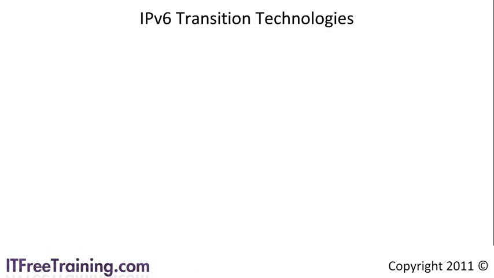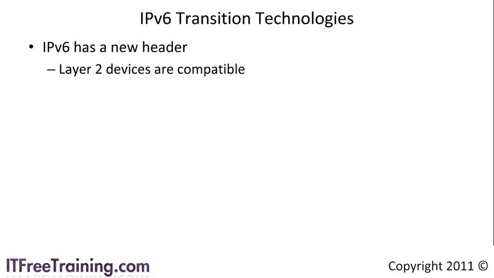To try to assist the migration to IPv6, there are some transition technologies that have been developed. These are needed because IPv6 has a different header than IPv4. This does not affect Layer 2 of the OSI model, as Layer 2 devices will work with the new header. This means you can deploy your IPv6 network without having to upgrade your hubs and switches.